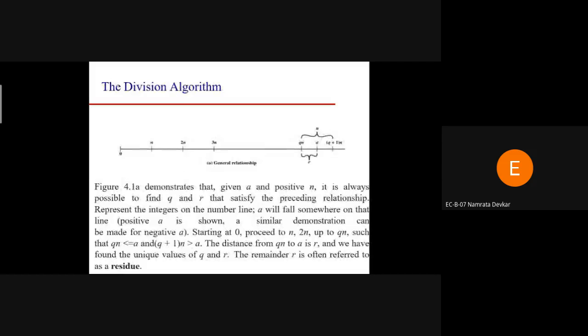Okay, so if we take higher numbers, how do we represent these particular numbers using the division algorithm? For that, we can take a particular example. We can represent our division algorithm by using various positive integers. Here is the demonstration of the division algorithm, how we can represent a large number by using the division algorithm.